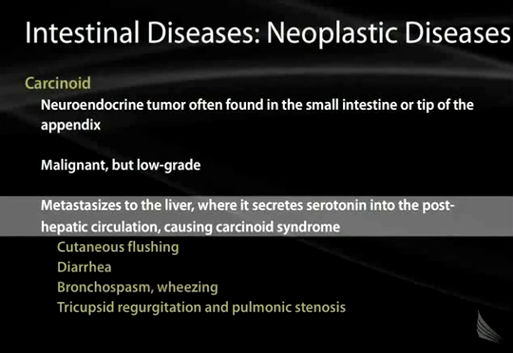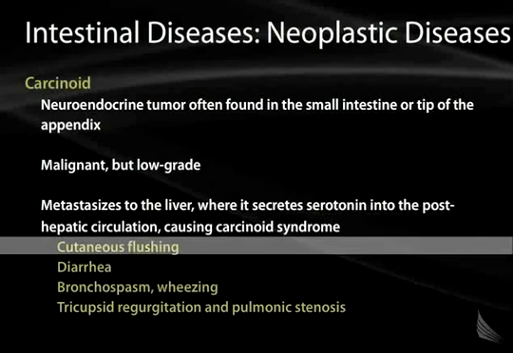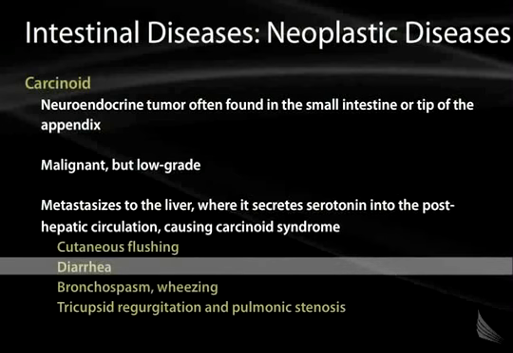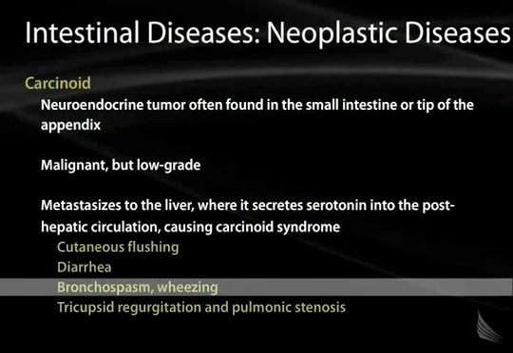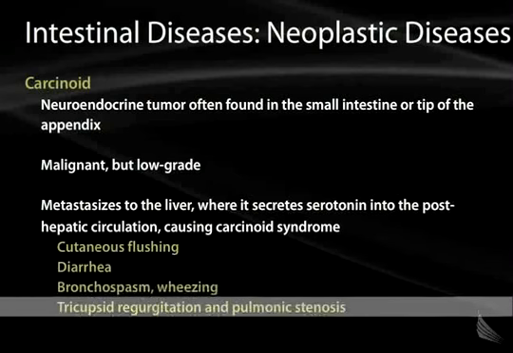Once it metastasizes to the liver, it produces a syndrome called the carcinoid syndrome, which includes cutaneous flushing, diarrhea, sometimes headaches, bronchospasm and wheezing, and tricuspid regurgitation or pulmonic stenosis. Remember, the carcinoid syndrome is a result of excessive amounts of serotonin release. This can be detected in a 24-hour measurement of the urine of 5-HIAA, which is a breakdown product of serotonin.